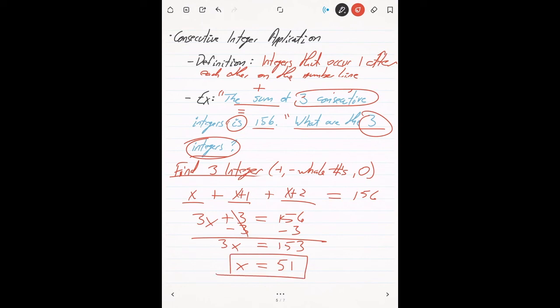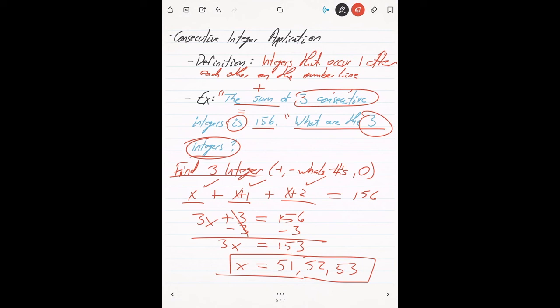Hey, I got my solution. Or did I? Remember, we need to find 3 integers, not just 1. So I got one of them, 51. What comes after 51? 52. What comes after 52? 53. There we go. Now we have the 3 integers.